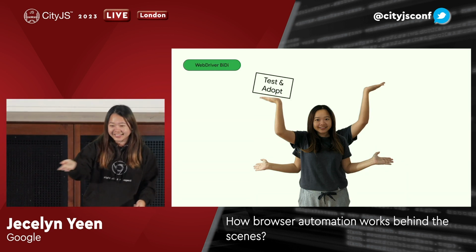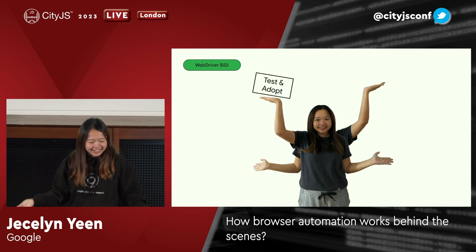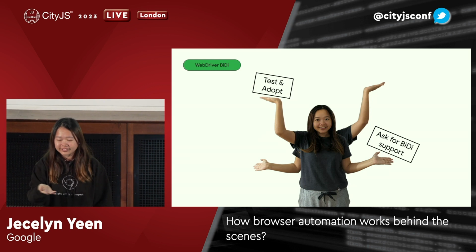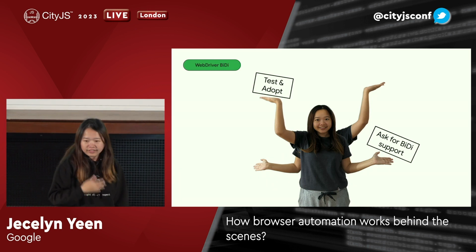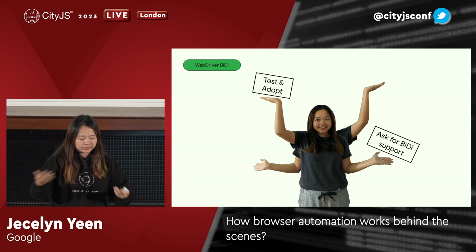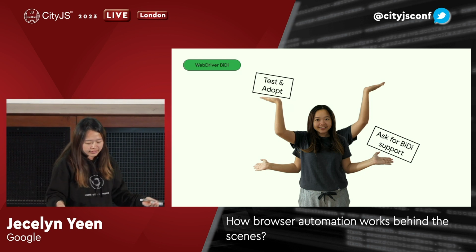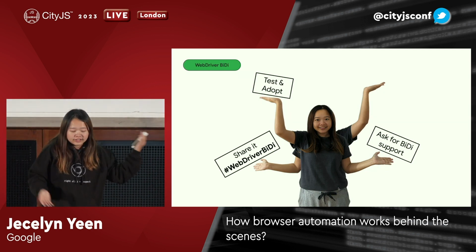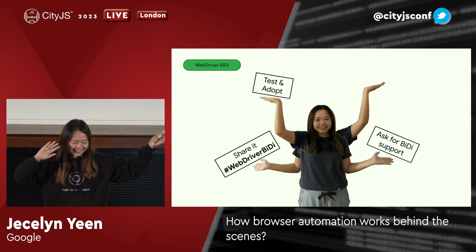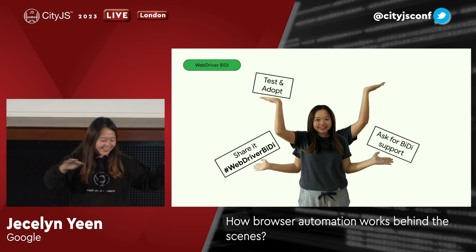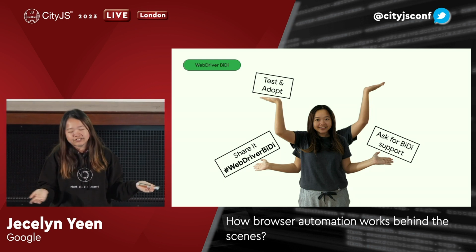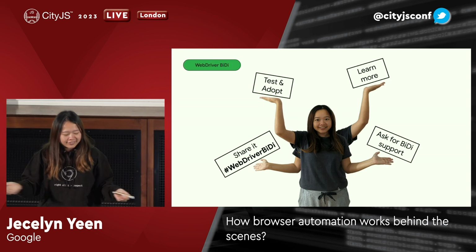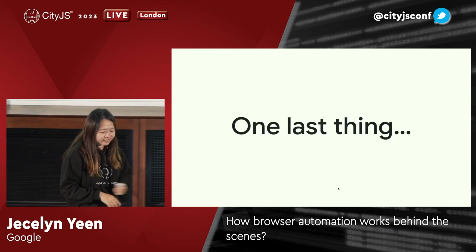So first, you can test and adopt it, be the early tester and adopt it. And you can ask for BiDi support. For your favorite test automation framework, you can file an issue in their repo or just talk to the DevRel and the team, like, do they have any plan to support it? And you can share this slide or other slides, or me, and use the hashtag WebDriver BiDi to share about it. And you can learn more and understand more in the spec.